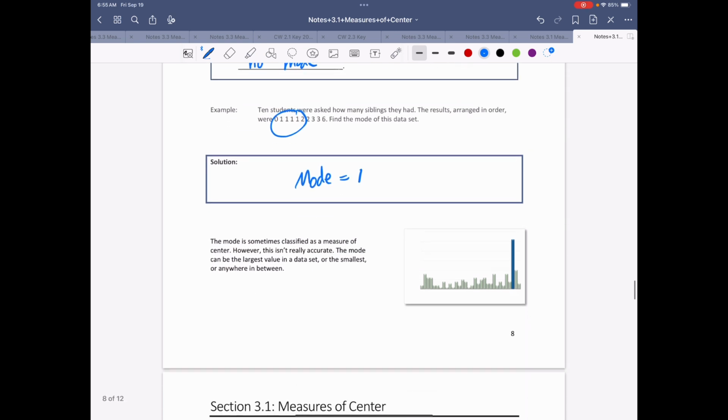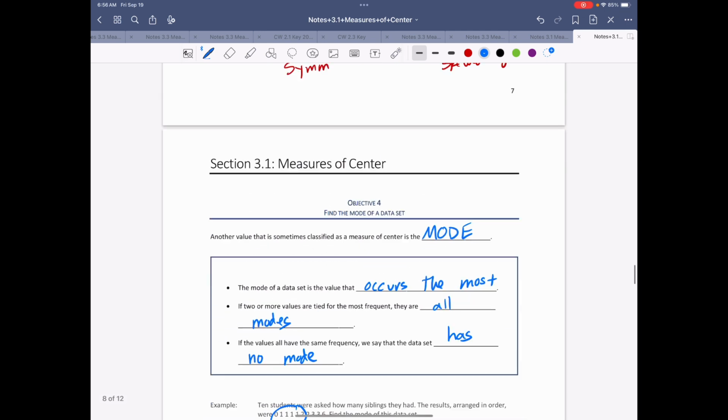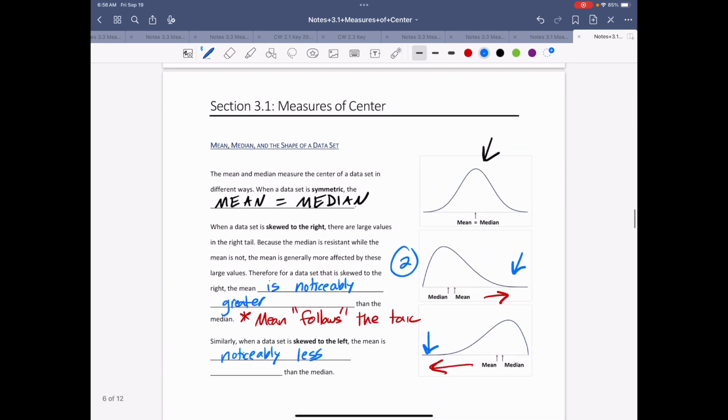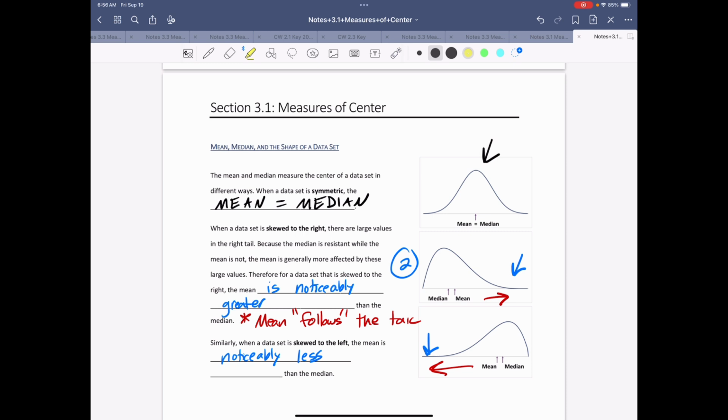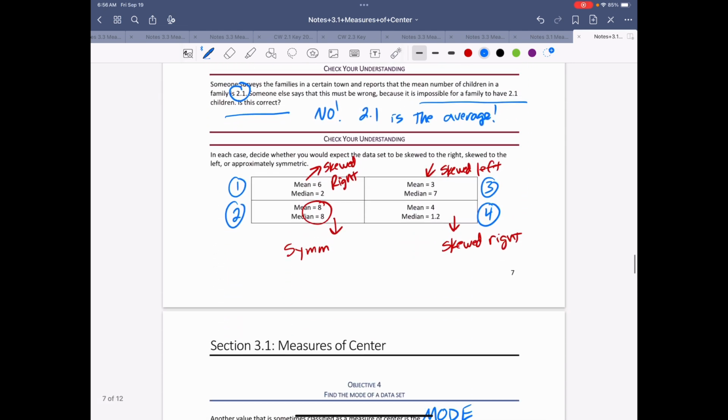Now, here's why you don't want to call mode a measure of center, because it can be a measure of center. But when you look at this one, the mode is clearly not the measure of center. It can be the biggest number, the smallest, it can be anywhere. Why they call it a measure of center is because, like I told you at the beginning, most of our work is going to be done with the bell-shaped curve. And if you look at a bell-shaped curve, the mean equals the median equals also the mode. And in that case, it is a measure of center, but definitely not in every case.